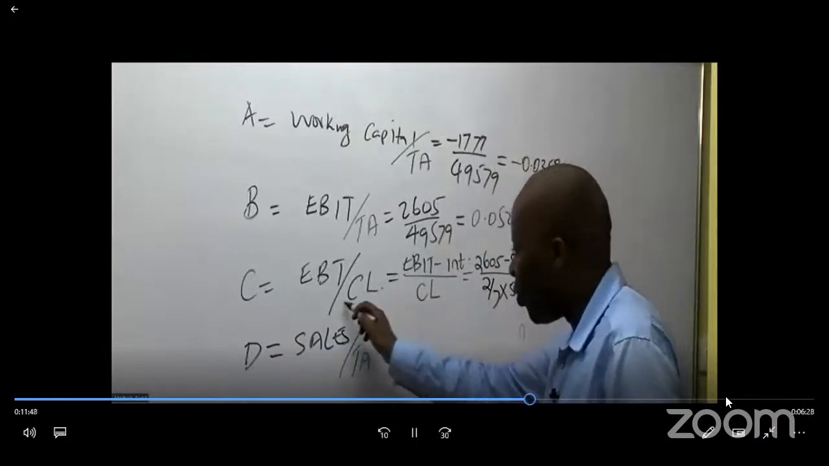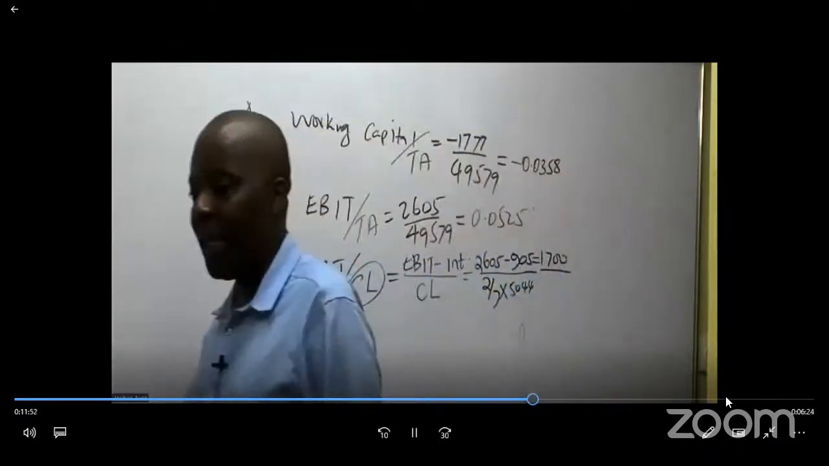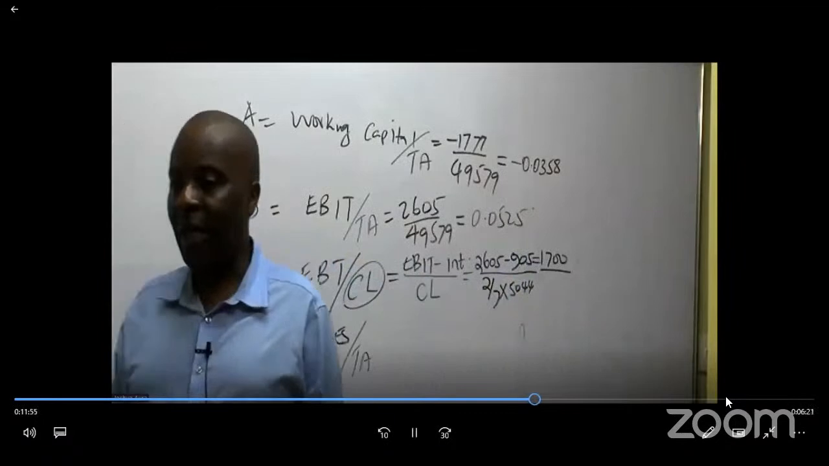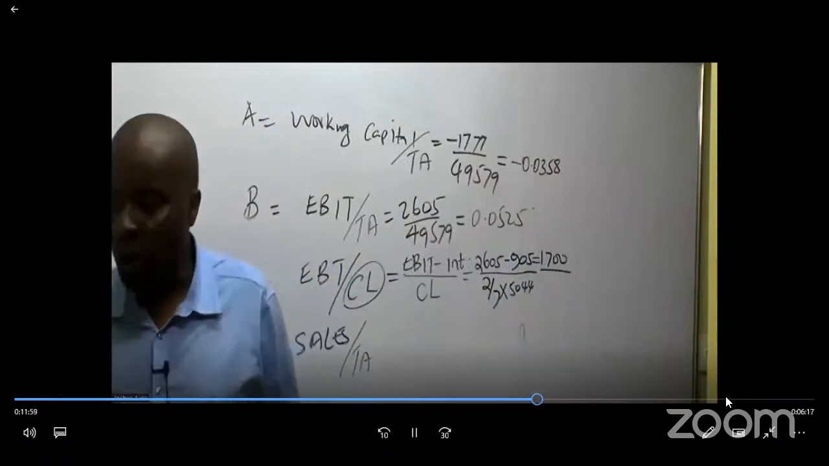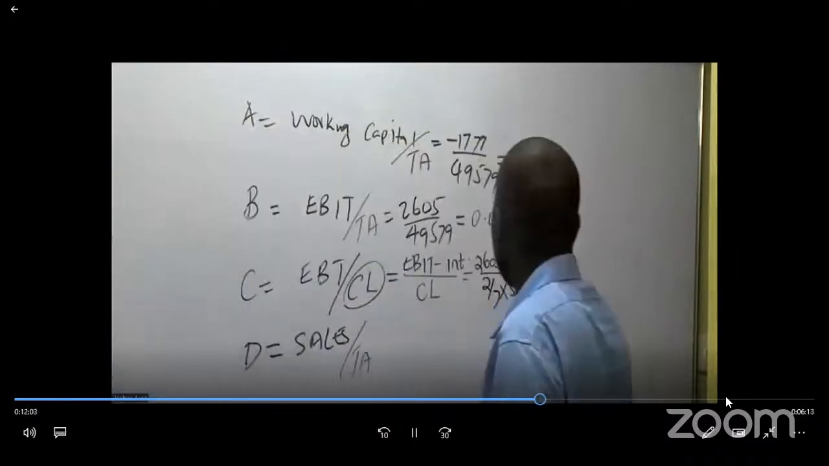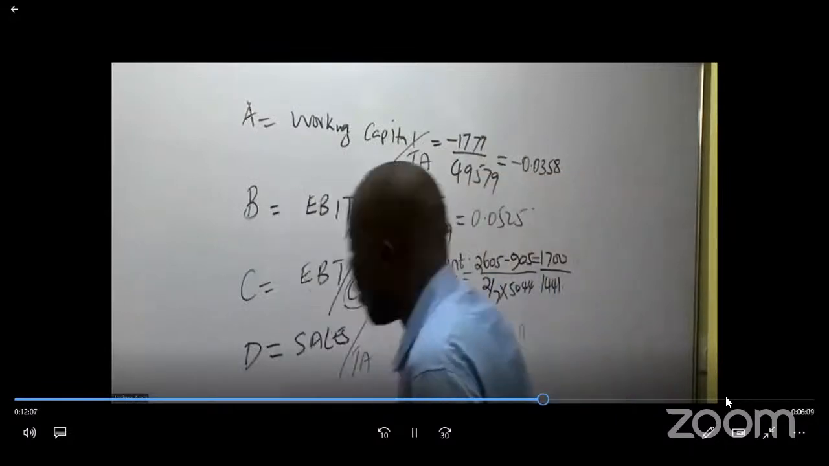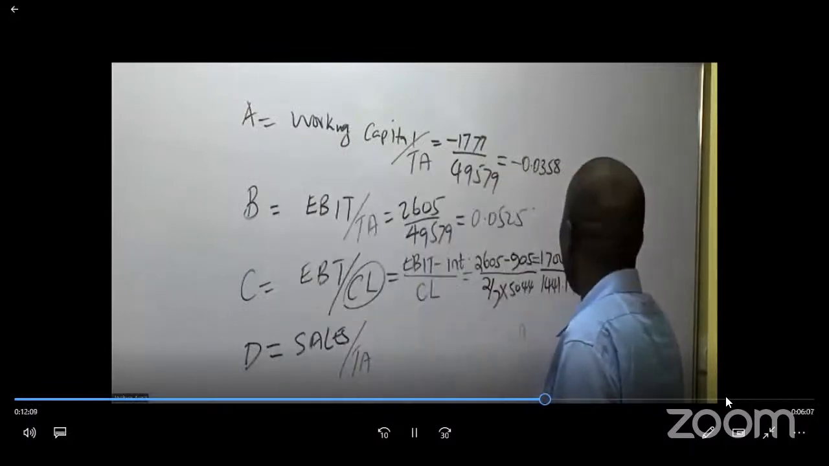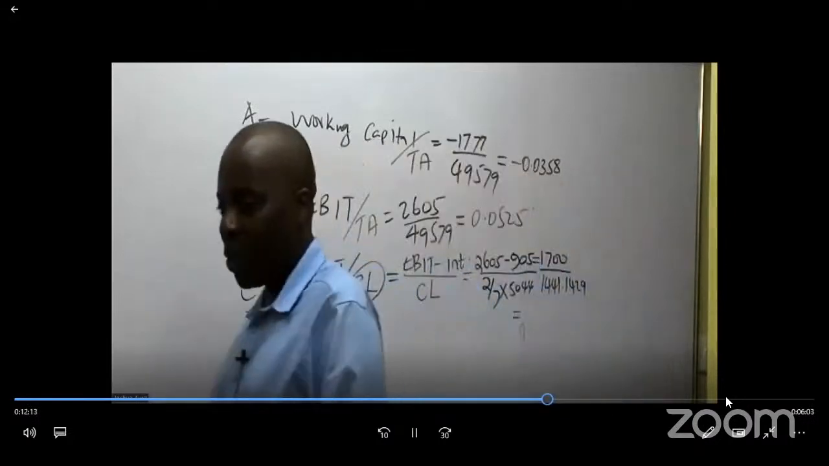2 over 7. Here they want current liability. So they're giving me Elizabeth 1441. According to Elizabeth, it's 1441.1429. Then could you kindly give me the final answer?